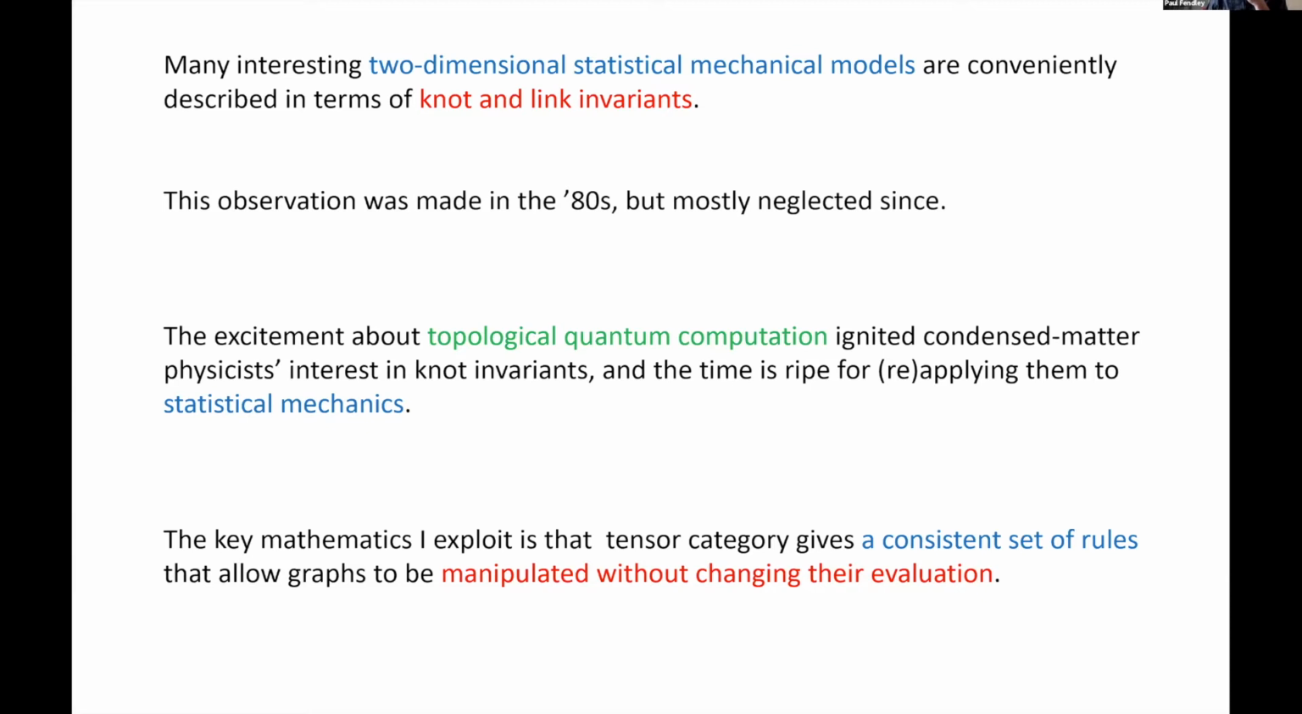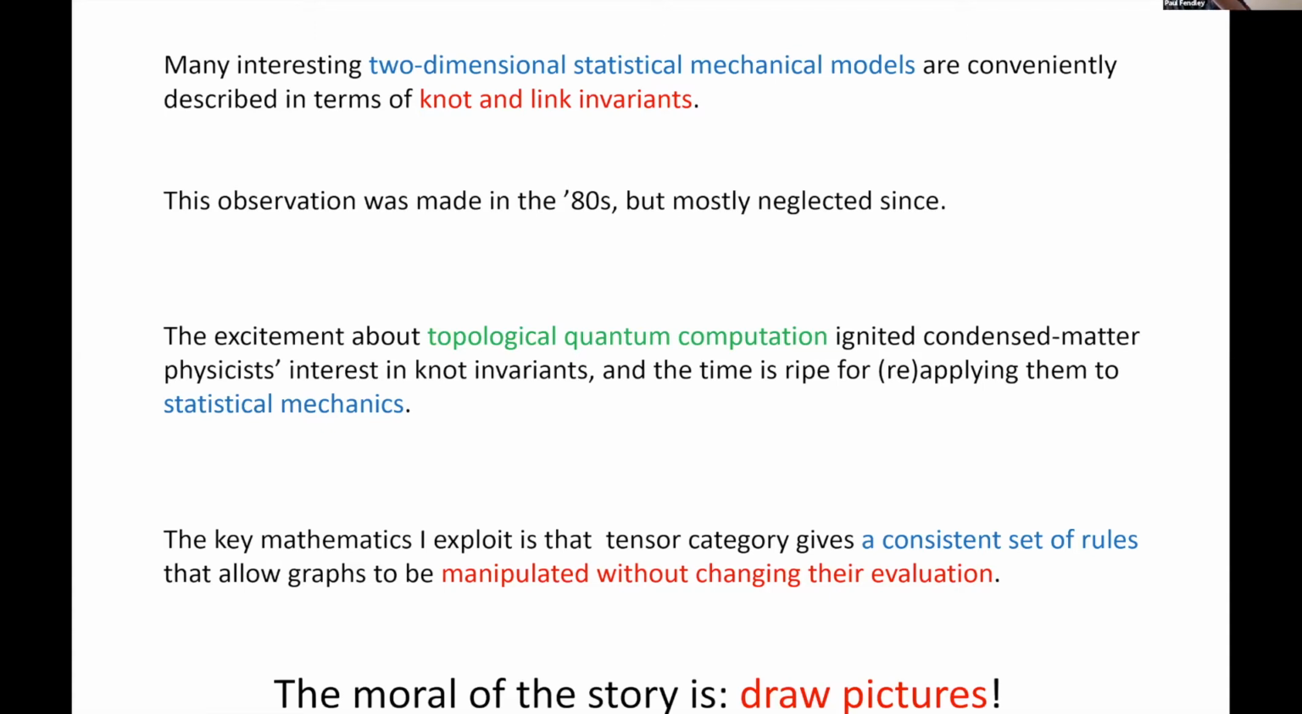And so the key mathematics I exploit is that tensor categories give a consistent set of relations that allow graphs to be manipulated without changing their evaluation. And the moral of the story, since this is the mathematical picture seminar, right, is to draw pictures. And this slide was made, I think, several years ago. So I did not add that for Arthur's benefit.